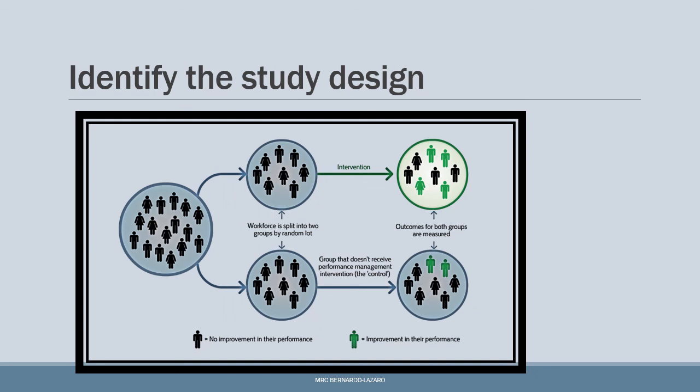So how about for this one? What's the study design? So you see, there's a group of workforce. Then it is said there, the workforce is split into two groups by random lot. One is given the intervention, then the other one does not receive the intervention, which is performance management intervention. Then later, the outcomes for both groups are measured. So you see, the clue here is they split the group into two by random lot. So this makes it a randomized controlled trial.